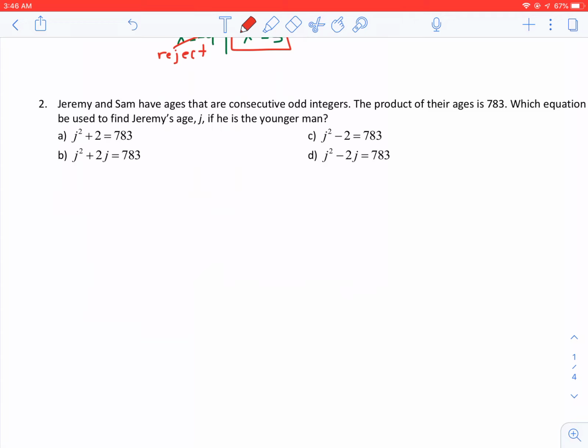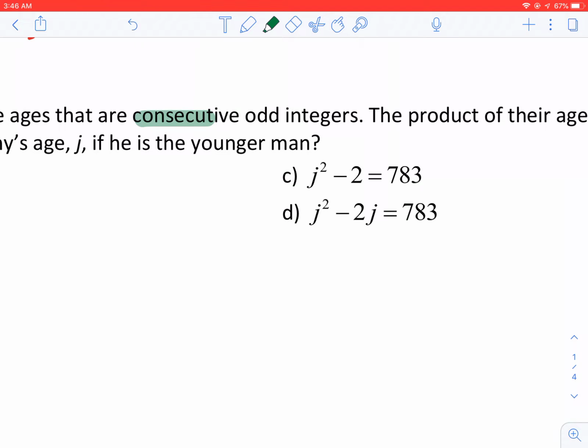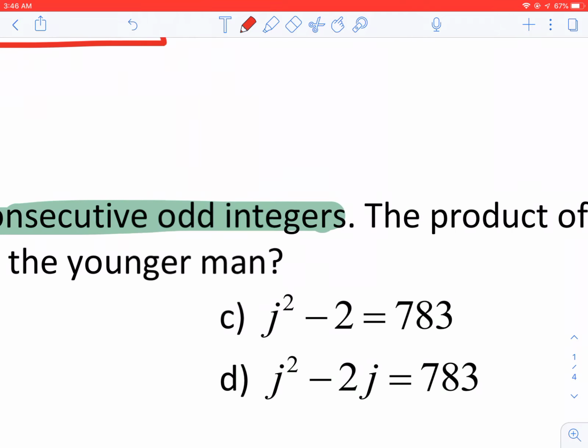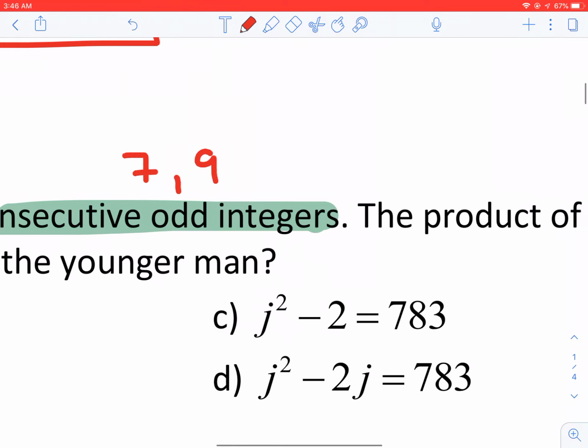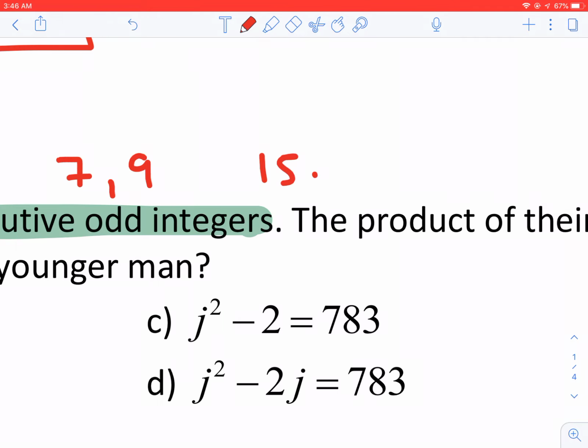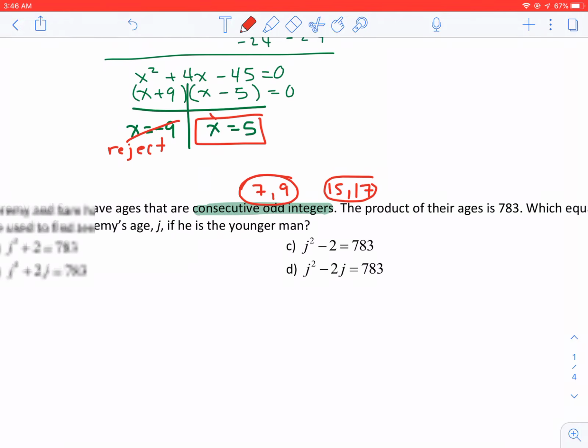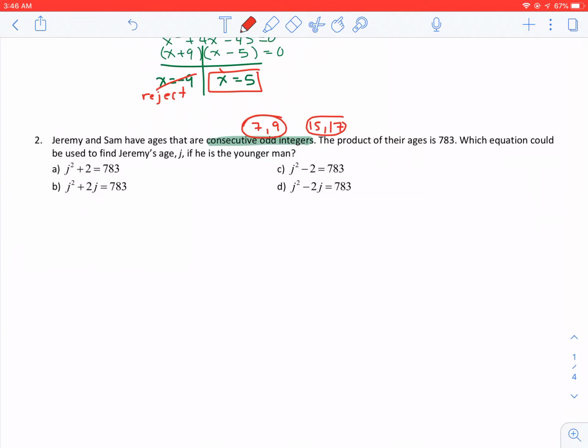Right, so similar to that, Jeremy and Sam have ages that are consecutive odd integers. Do you guys remember consecutive odd integers? Consecutive odd integers are numbers like 7 and 9, 15 and 17. So you'll notice consecutive odd numbers always differ by 2. We're increasing by 2 each time. So the product of their ages is 783. Which equation could be used to find Jeremy's age if he is the younger man?